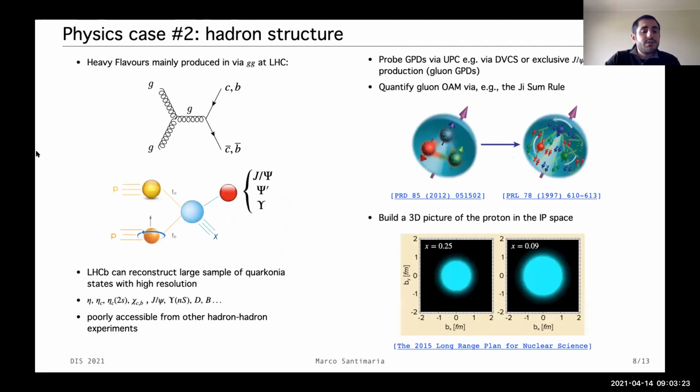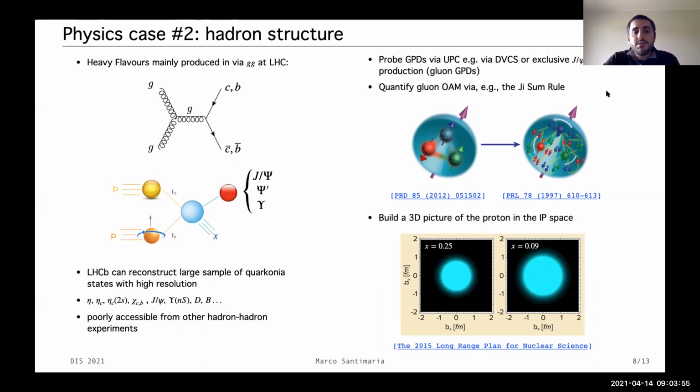The heavy flavors at LHC are mainly produced in gluon-gluon collisions, and LHCb has a very high capability to reconstruct a large sample of quarkonia states with very high resolution. So this means very narrow invariant mass peaks. We can do this with a lot of probes, from the eta to the chi-c, J/psi, and also open heavy flavor like D and B mesons and so forth. Many of these probes are not fully accessible from other hadronic experiments. So this will be very interesting.